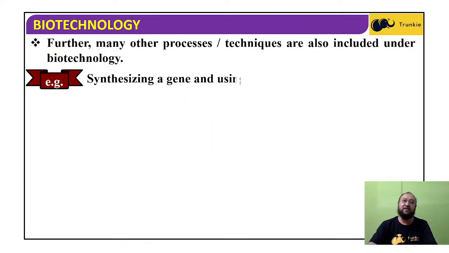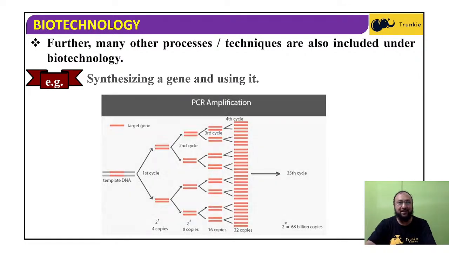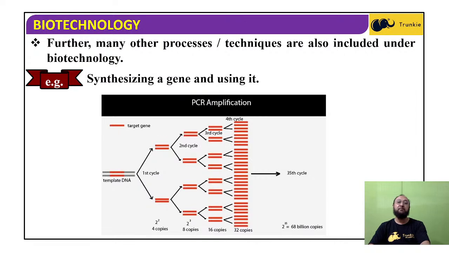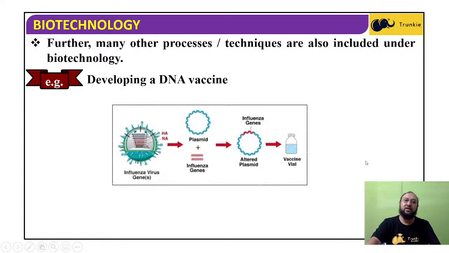Another example is synthesizing a new gene and then using it to produce something. That also applies in PCR amplification. PCR is the polymerase chain reaction, where many different DNA fragments are multiplied and many copies are formed so that it is easy to work on. Developing a DNA vaccine is also very interesting and important, and it too comes under biotechnology. So apart from genetically modified organisms, these are also important biotechnological processes.